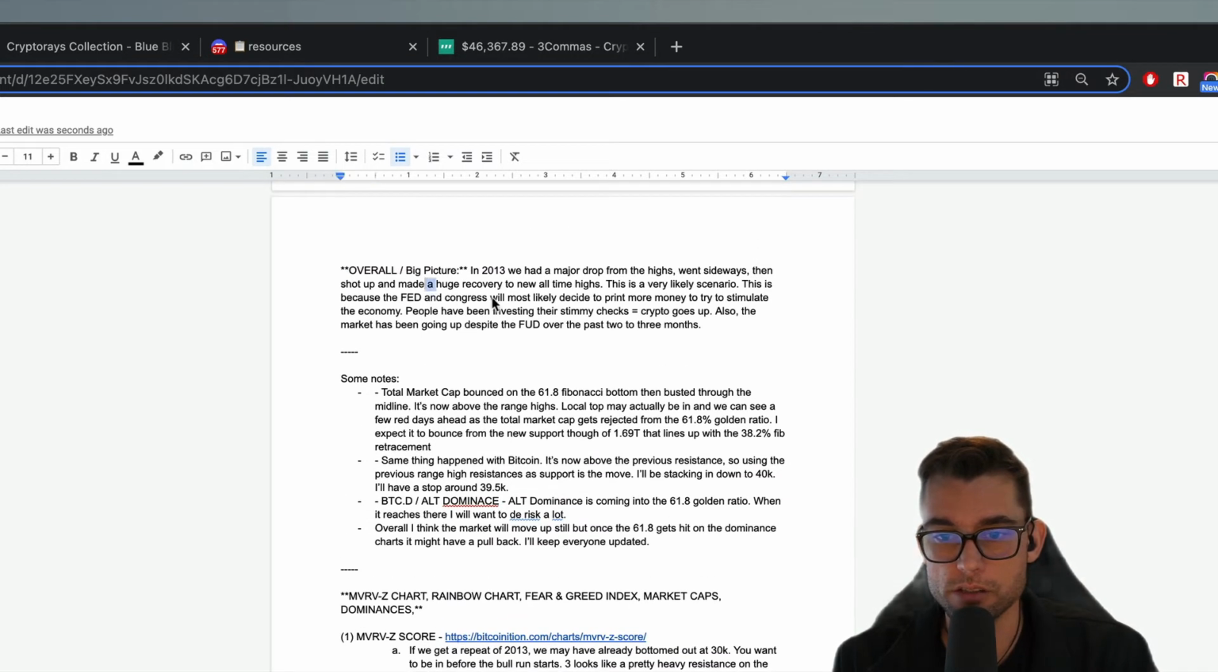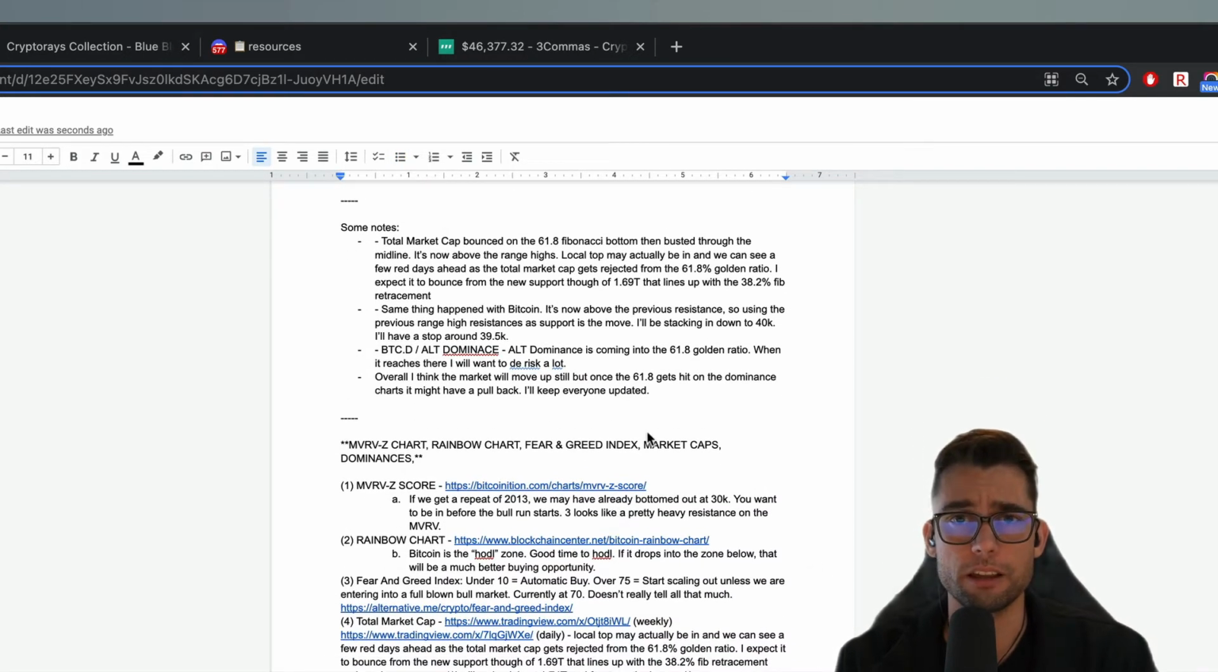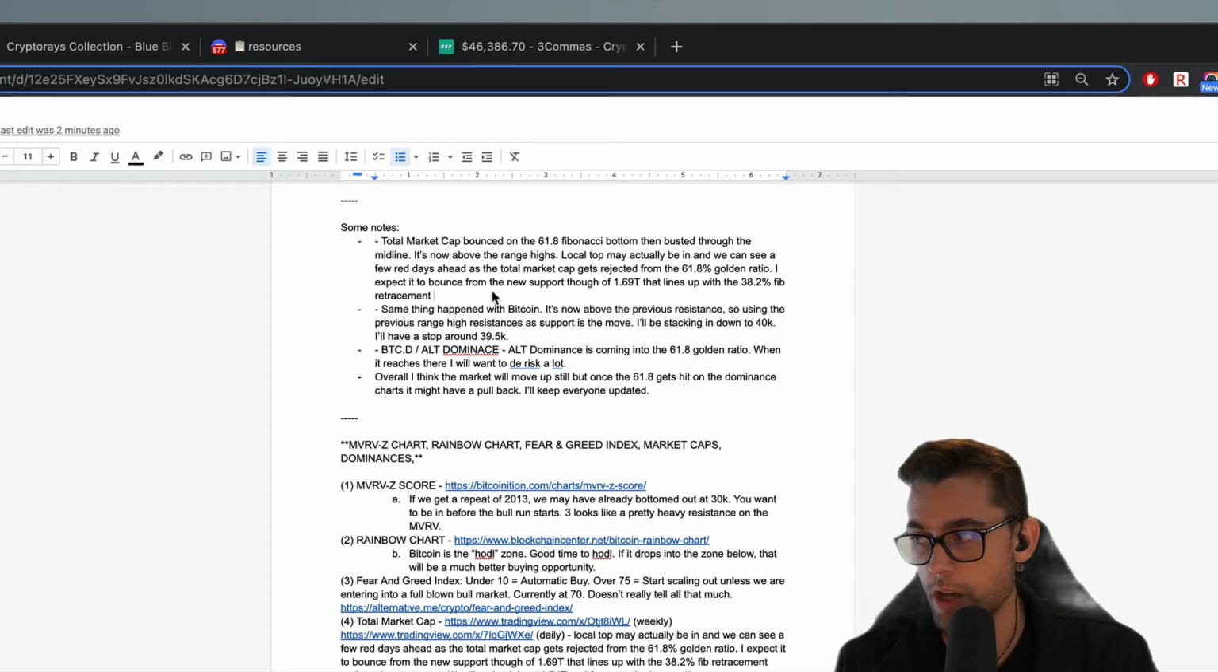Finally, let's look at this. So I had some notes that I took months ago, the last time that I did the market update, in late August. So basically, I said that the total market cap bounced on the 61.8 Fibonacci bottom, then busted through the midline. It's now above the range highs. Local top may actually be in, and we could see a few red days. So this was actually from a while ago. So we saw this, and then let me just read through here.